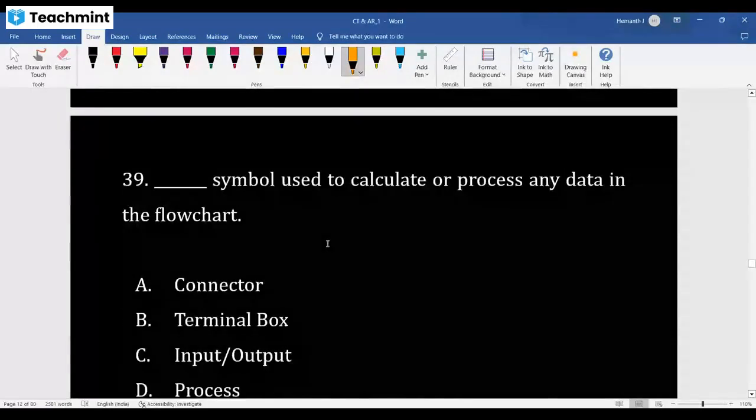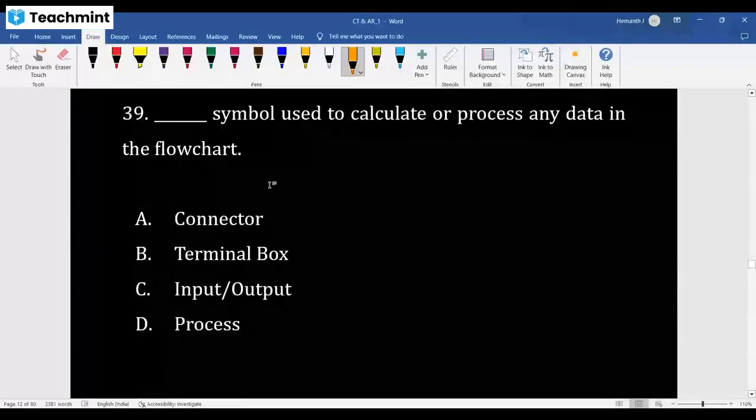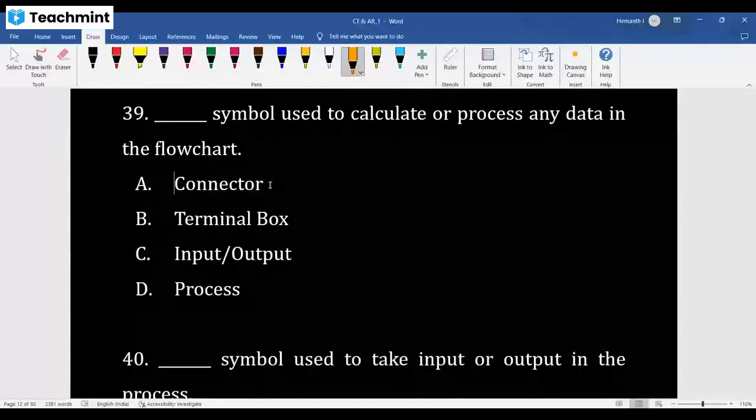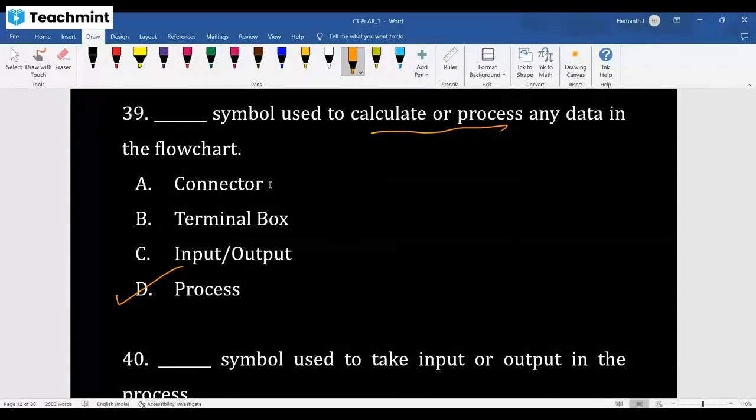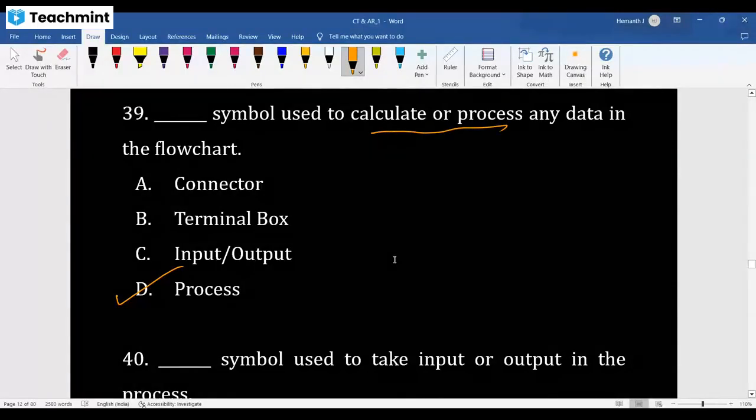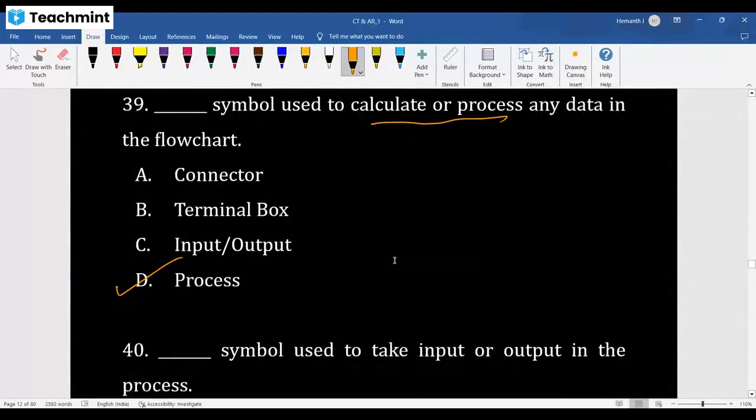Next one. Dash is used to calculate or process any data in the flowchart. Process, right? So the question itself is giving the answer. Calculate or process is the process symbol. This is all asked in the flowchart.